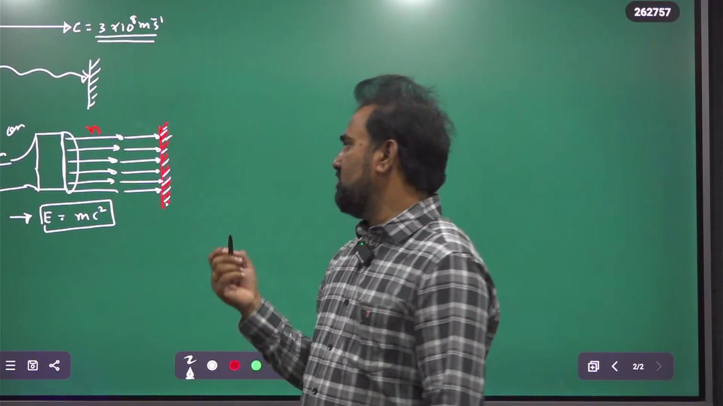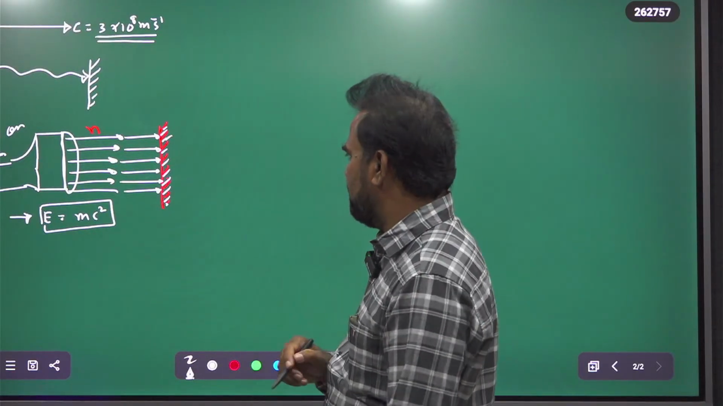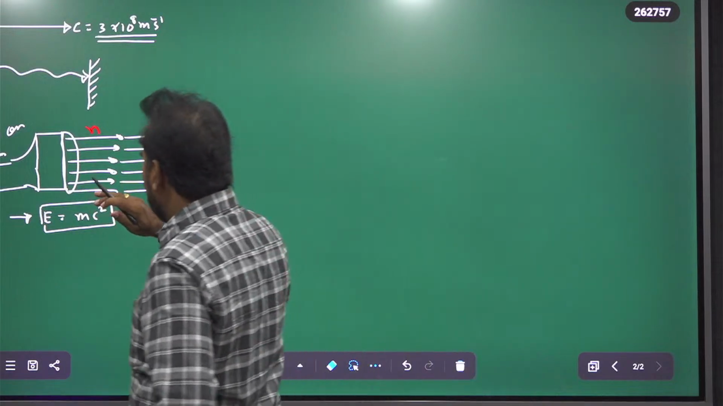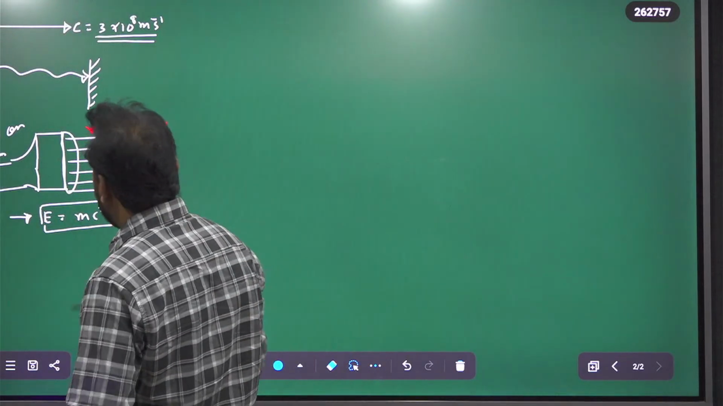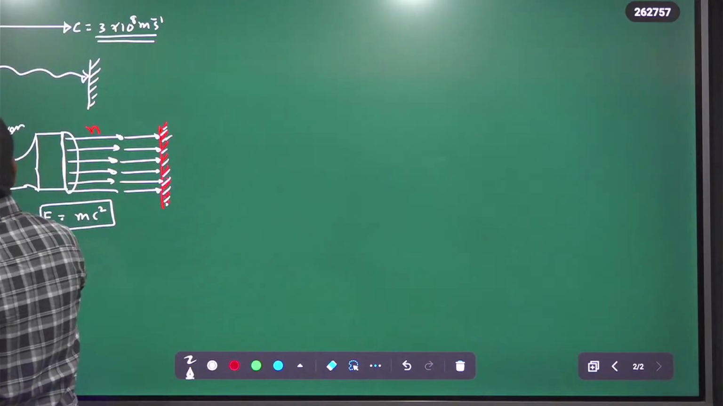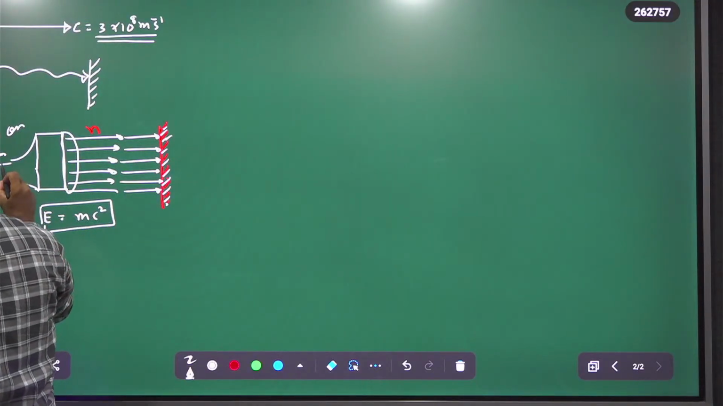How much amount of the force has to be experienced on the wall? See, due to that, how much amount of the force they would experience on the wall, that is what we should calculate now. Okay, right, this is a torch light.